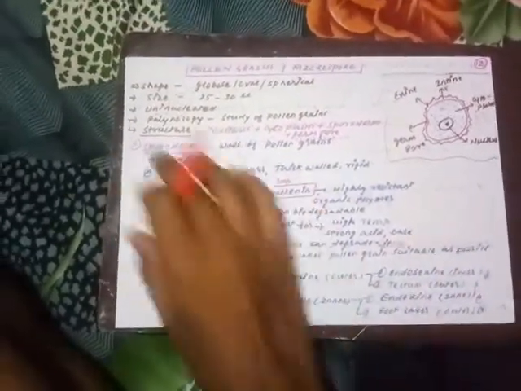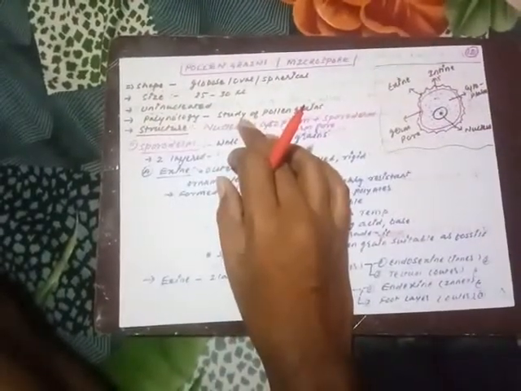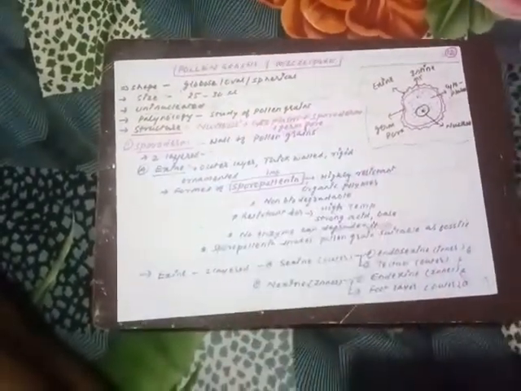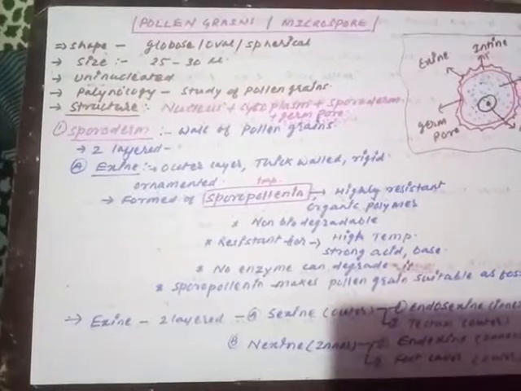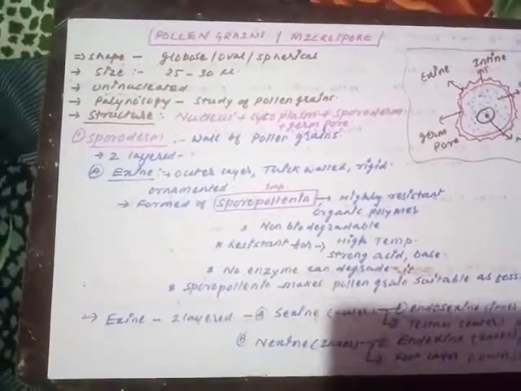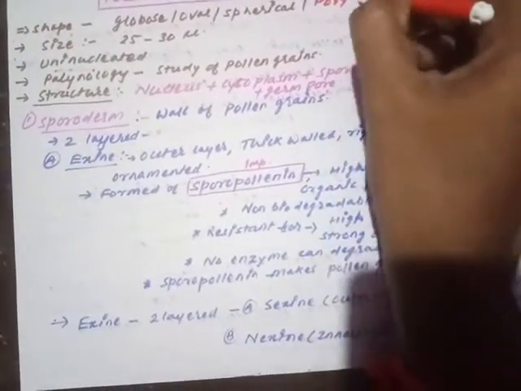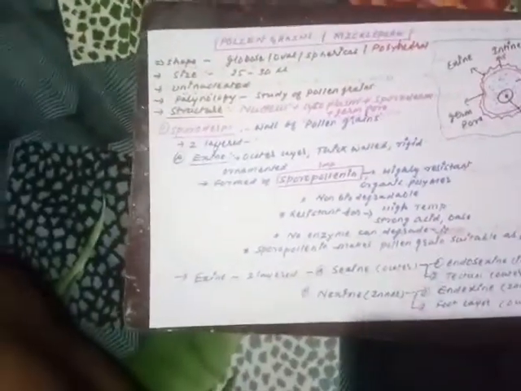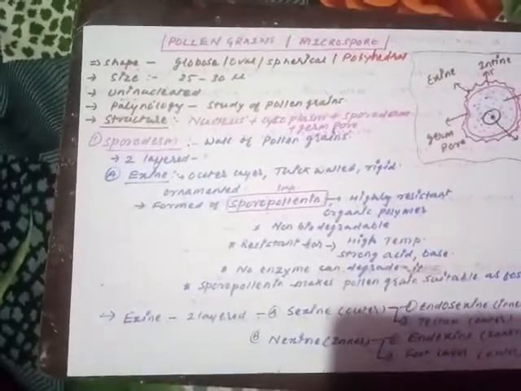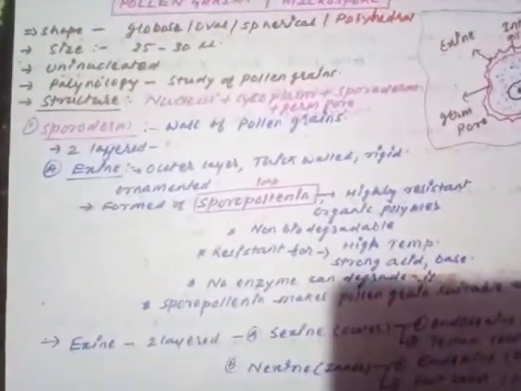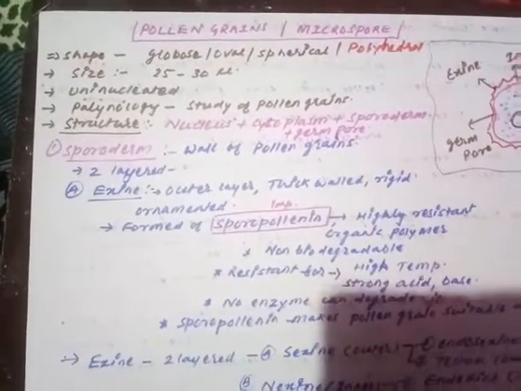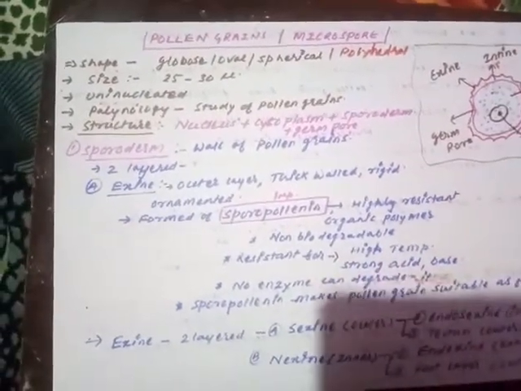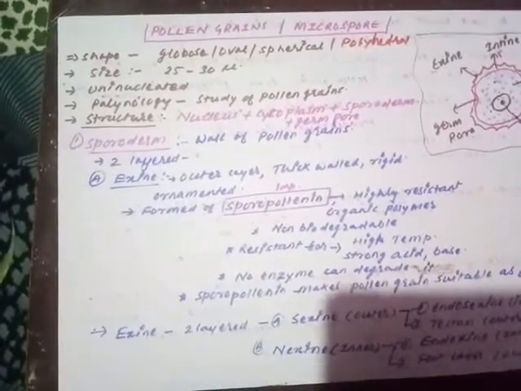So let's see. The shape of the microspore or the pollen grain is globose, or oval, or spherical. Globose, the globular shape; oval, egg-like; and spherical. Spherical also means, somewhere it may be polyhedral also. So the four different types of shapes: either globose, or oval, or spherical, or polyhedral. The size of the microspore or pollen grain is 25 to 30 micron. It is a single nucleated structure, a uninucleated structure.